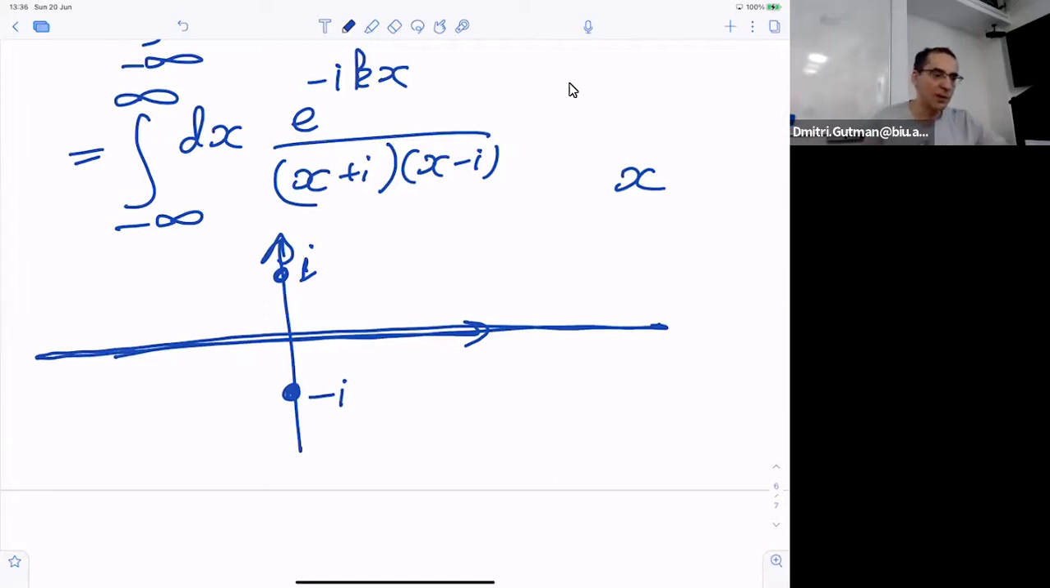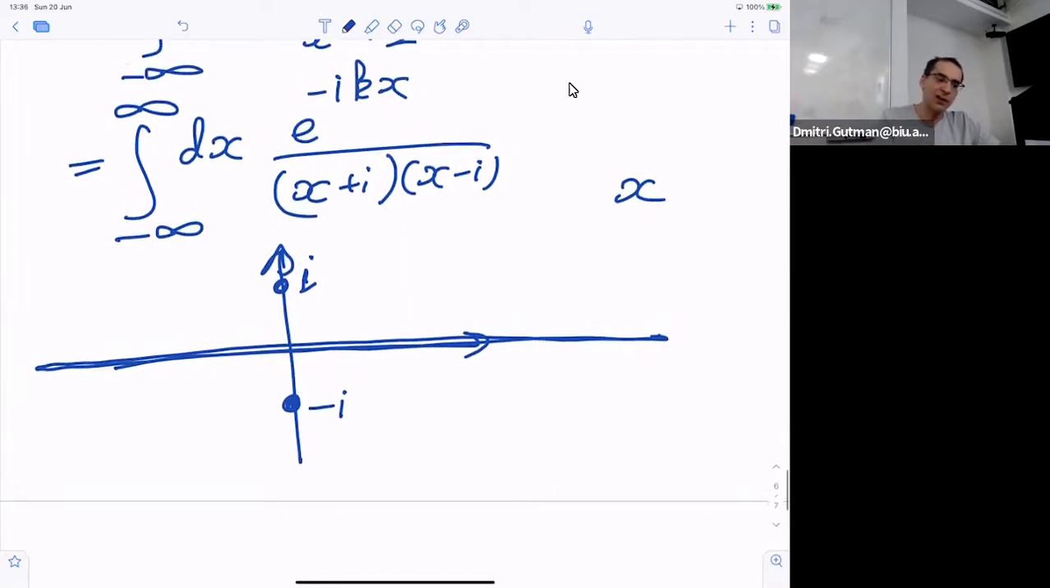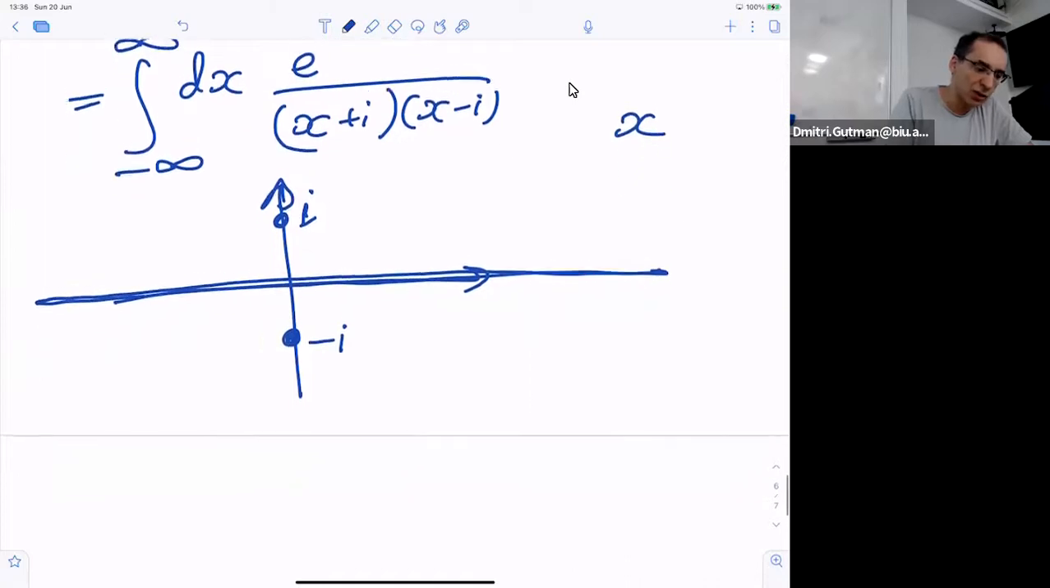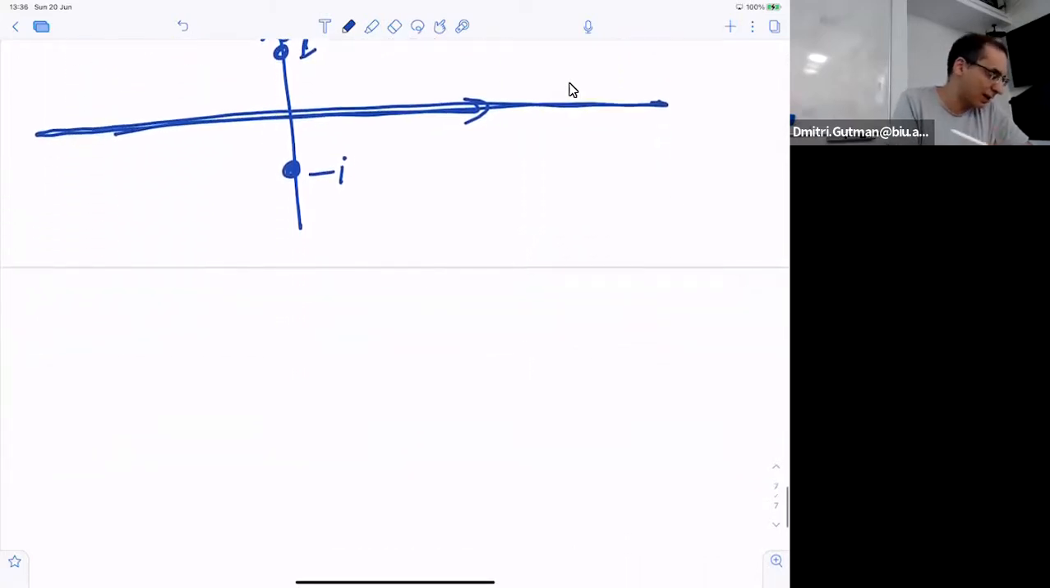And now notice an important detail, that there is a function exponent of ikx. If I take x into the imaginary direction, this function would be either exponentially large or exponentially small. So if x acquires some imaginary part, whatever stays in the exponent will be either exponentially large or exponentially small, depending on the sign of k. So let's study the case when k is positive. So k is real and positive.